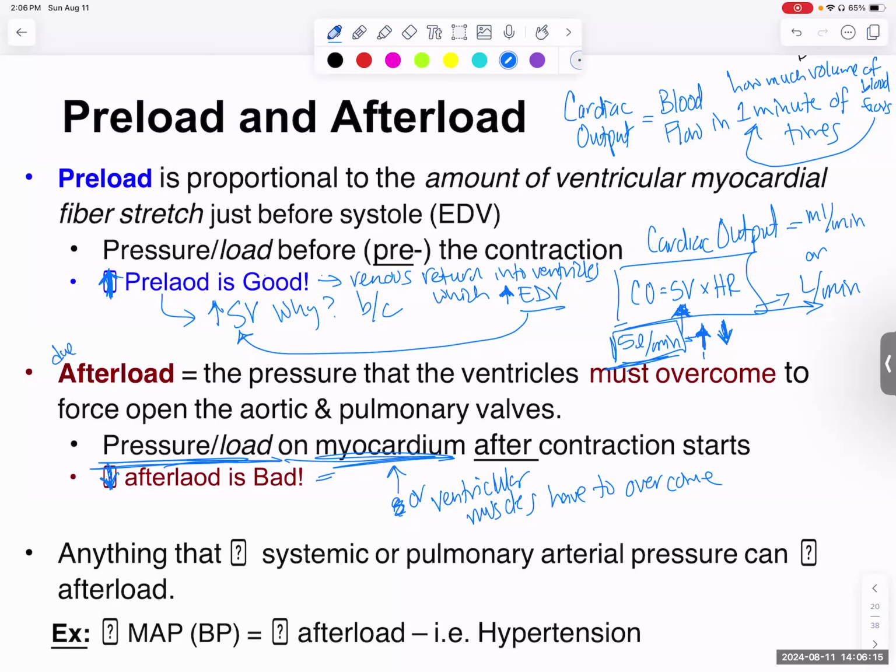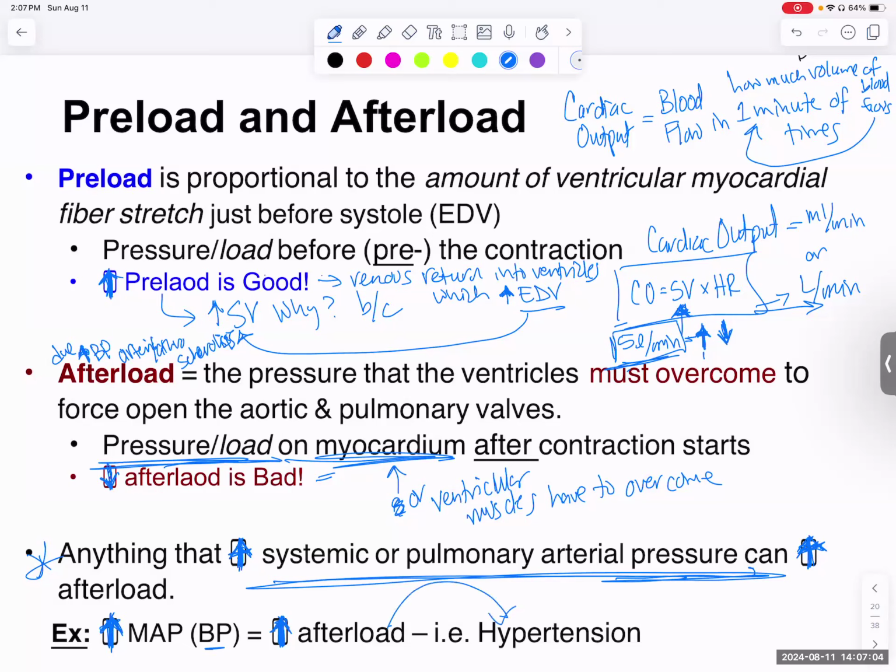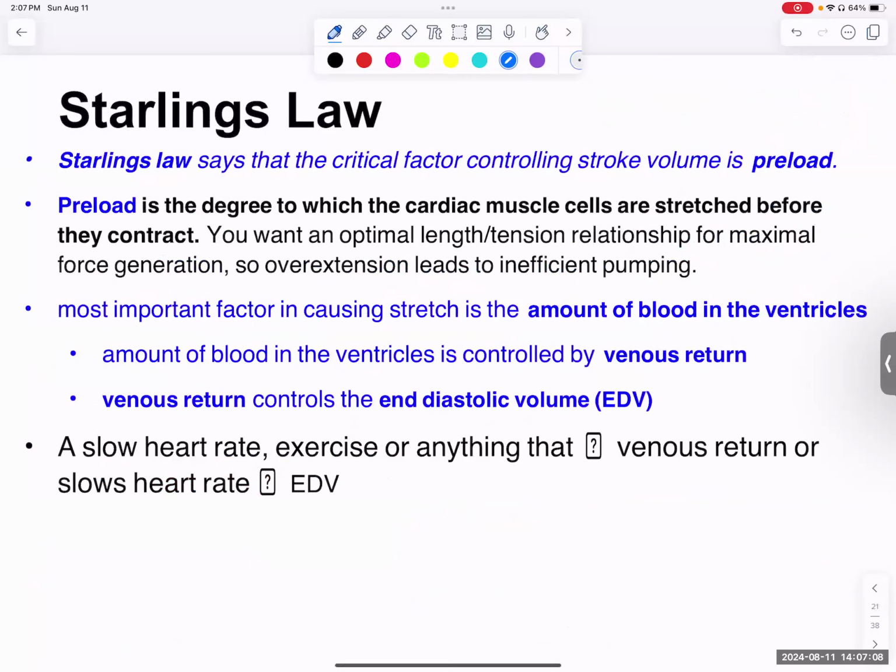Afterload really is due, in large part, to high blood pressure and then arterial atherosclerosis. Sclerosis, doing a really bad job there. Bottom line is anything that increases systemic or pulmonary arterial pressure is going to increase afterload. So, high mean arterial pressure, which is blood pressure, a lot of times due to hypertension, is leading to a high afterload. The heart has to work longer.